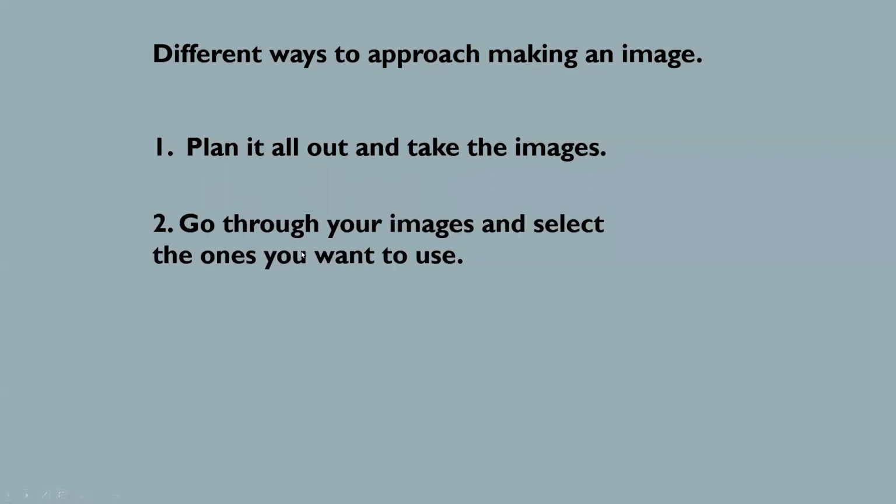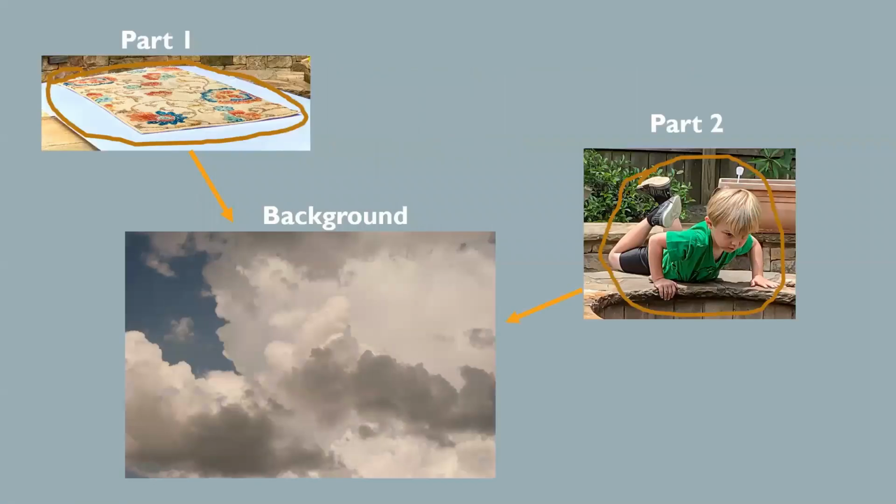There are different ways to approach making a composite image, and one is to plan it all out and then go out and take the images. I'm not that organized, so this is a different way: go through all of your images and select the ones you want to use, or you can have a combination of one and two. And the first example that I'm going to show you is actually a combination of those two. It was part taking images that I have and then part planning it out.